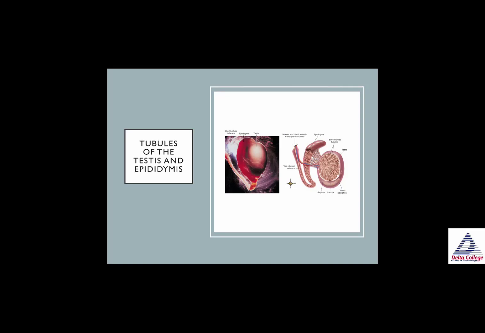Now, this is an example of the tubules of the testes and the epididymis. So you can see from the testes goes the epididymis up into the vas deferens, which helps with that summary of how the semen goes in order from the testes through and out of the body.